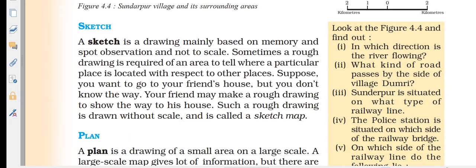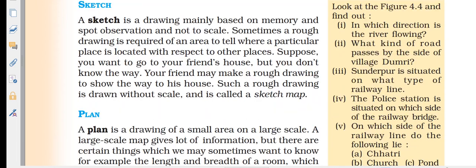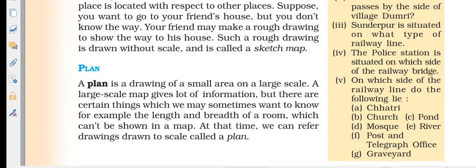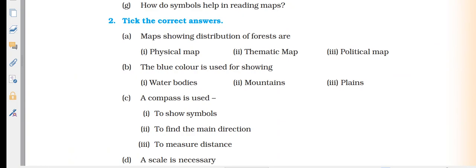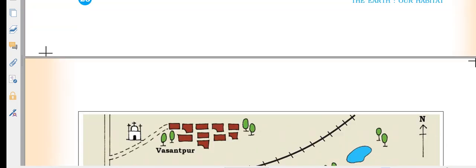A sketch is a drawing mainly based on memory and spot observation, not on scale. A plan is a drawing of a small area on a large scale, and a large scale map gives a lot of information.